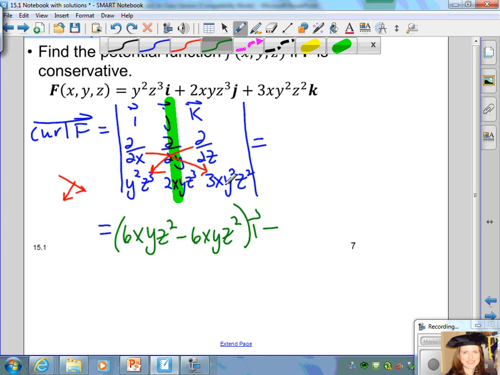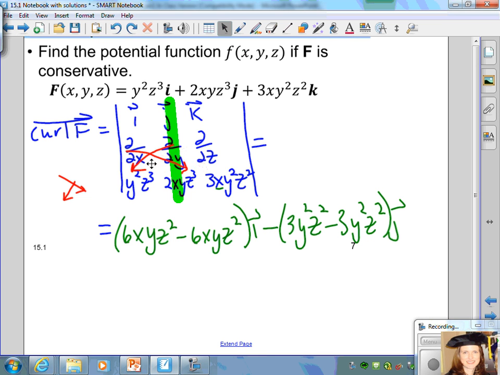So the partial of this with respect to x, treat x as a variable and y and z as constants. That partial derivative is 3y squared z squared. And going this way, take the partial derivative of this with respect to z, and that is going to be 3y squared z squared, and subtract. That's going to be your j component. Now that last component, we want to cover up the k column. So I'm going to move that over, cover up that k column, and find the determinant going in this direction.